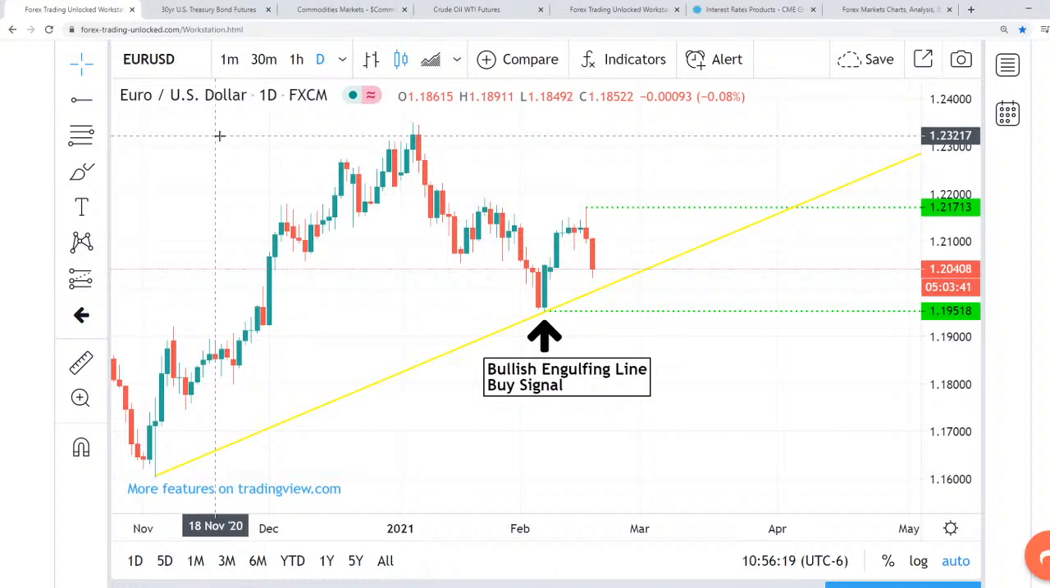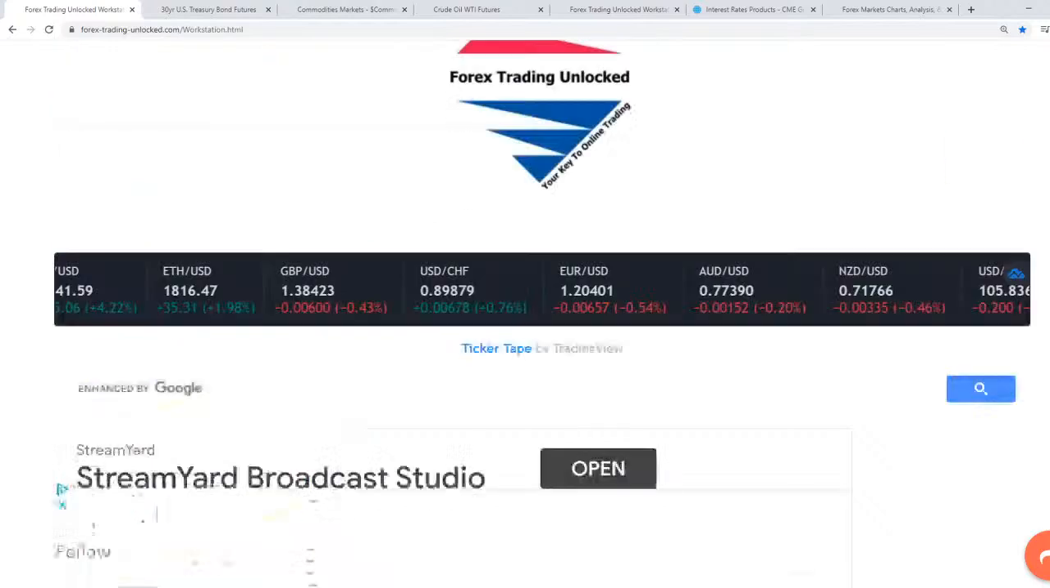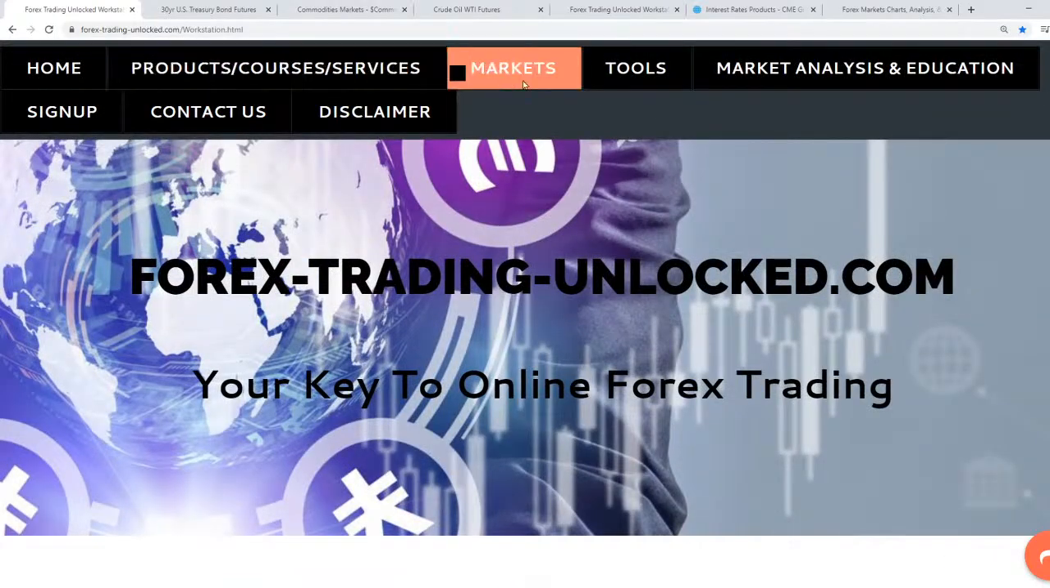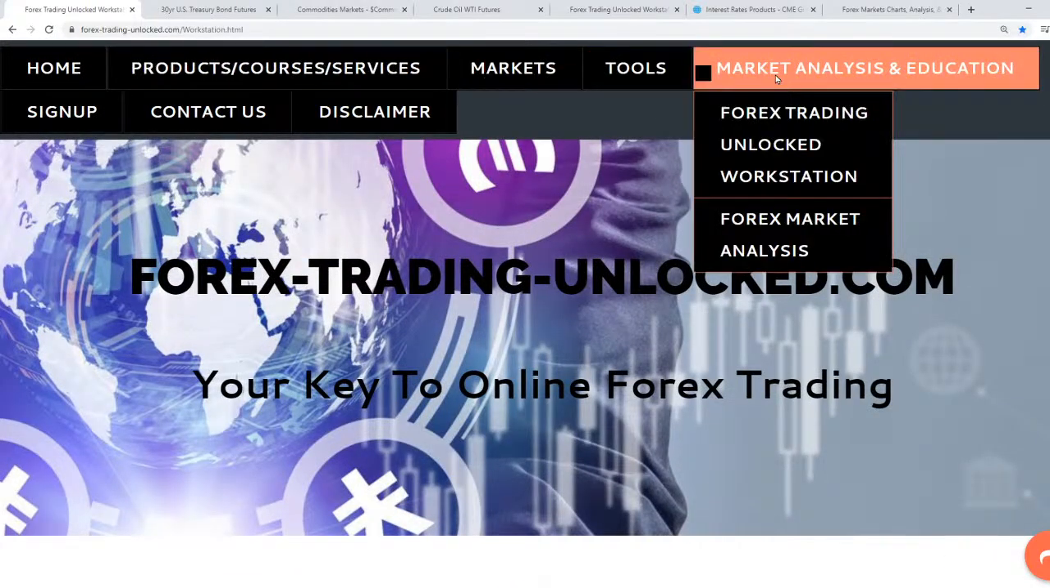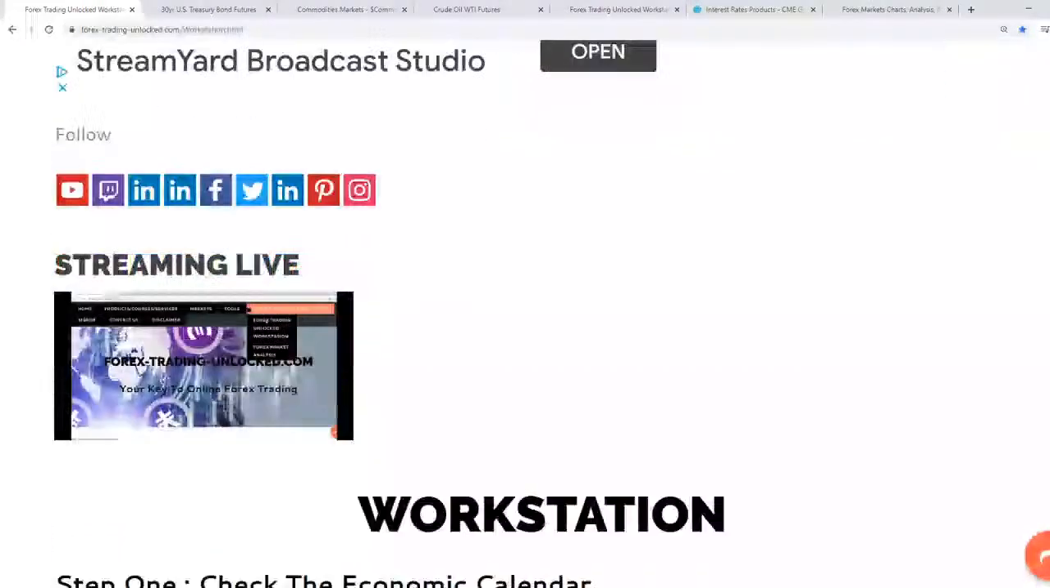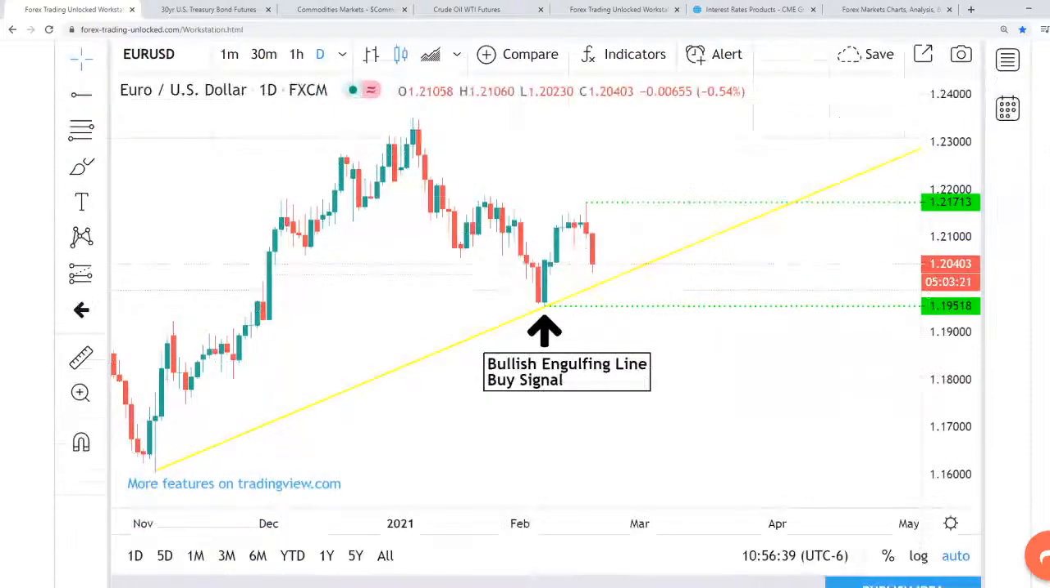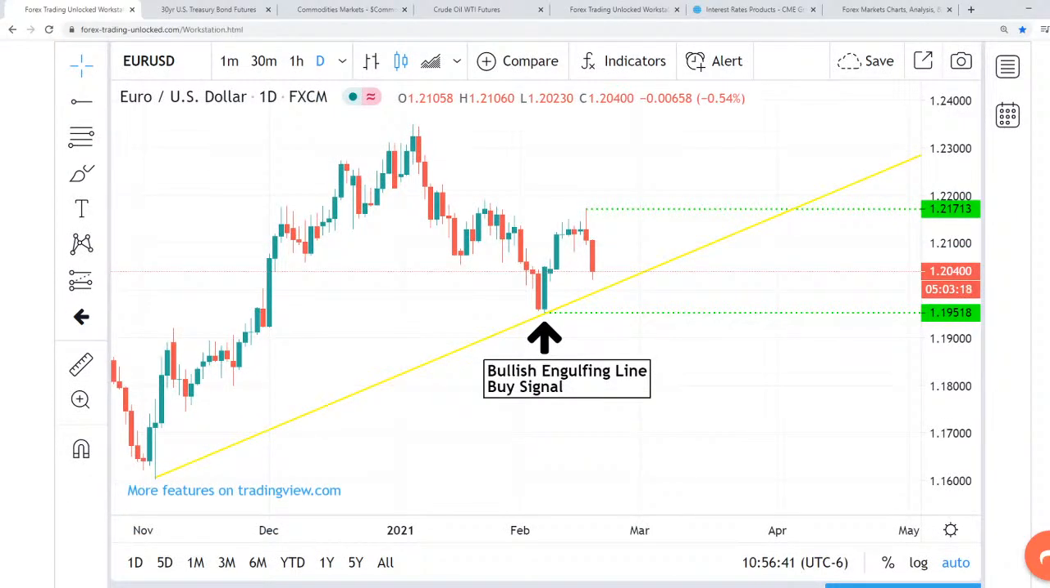Now, as far as the tools and how we've broken down this analysis, you can easily do this all the time on your own. Remember, if you go to forex-trading-unlocked.com, we have our nav bar here. You can pull up under market analysis and education, go to the Forex Trading Unlocked workstation page like we have here, and then you can change the symbols as you want and do whatever work you want to do on them.